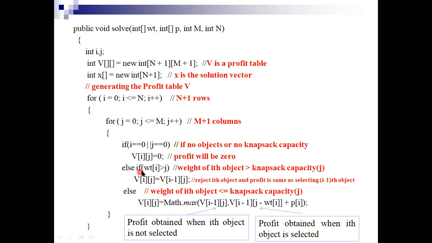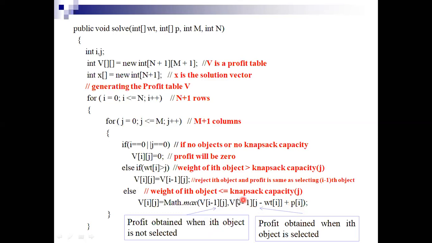Else, obviously, if this is false, weight of i is not greater than j, means definitely it should be weight of i less than or equal to j. So it comes to the else part. So I should find max of V of i minus 1, comma j, which is the profit obtained when the ith object is not selected, and V of i minus 1, j minus the weight of i, so Wt of i, plus P of i.